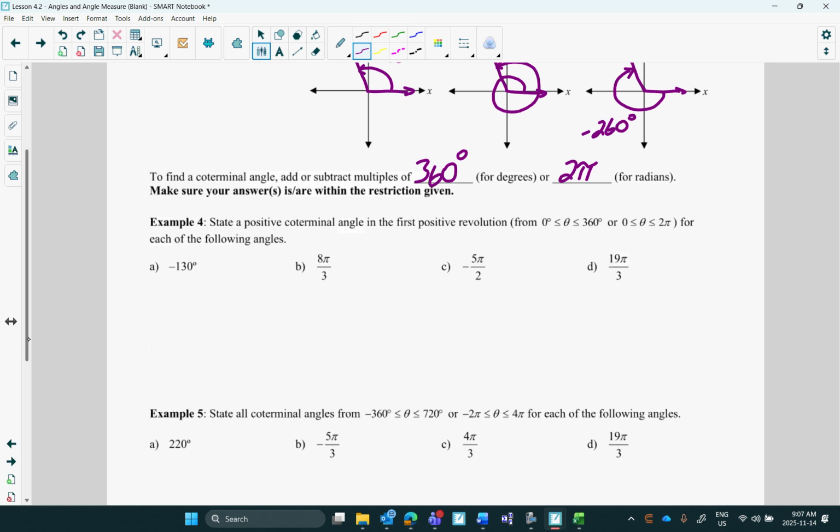Sometimes you won't be asked, like, if you're asked to name all coterminal angles, you would be writing forever. Because you'd have to keep adding 360 or 2 pi forever, or keep subtracting 360 or 2 pi forever. There is a certain notation we can show that, which is at the bottom. But a lot of times you're asked to find the coterminal angles, but all the ones within these intervals.